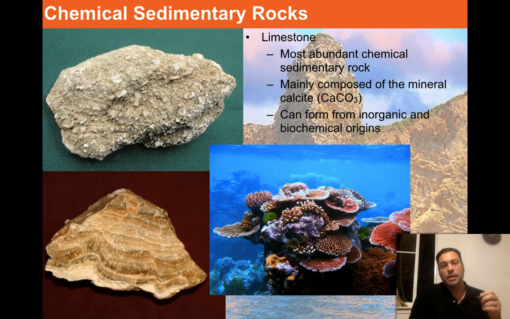All right, chemical sedimentary rocks. I love chemical sedimentary rocks. These are some of the most beautiful rocks on planet Earth, easily. We've got to start with limestone. Limestone is the most abundant chemical sedimentary rock. It's everywhere, and it's mainly composed of the mineral calcite, which is calcium carbonate, and can form from inorganic and biochemical origins. It can come from both places.